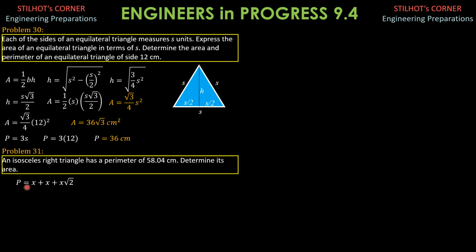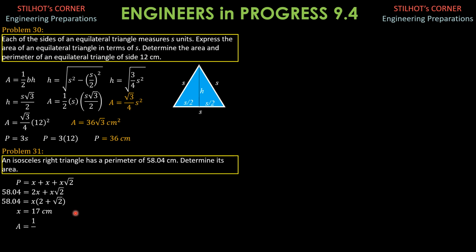These are the equal legs, the perpendicular legs, of an isosceles right triangle. So the hypotenuse is the square root of X squared plus X squared, so X square root of 2. Perimeter is 58.04 equals 2X plus X square root of 2. Factor out X: 58.04 equals X times the quantity 2 plus square root of 2. Therefore, X is 58.04 divided by the quantity 2 plus square root of 2. So X is 17 cm.